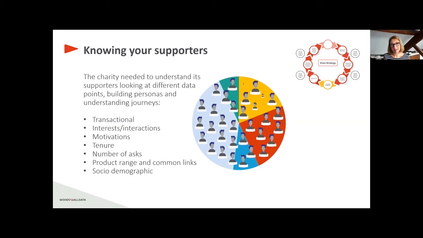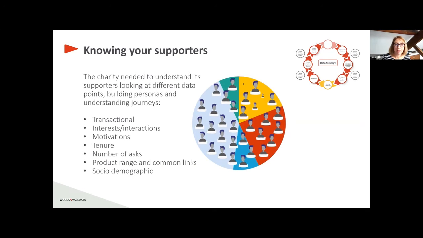And that's a really important thing as part of your data strategy, is to know that information, to understand who your supporters are and what they're doing on a transactional level, but also a little bit more if you can. So maybe starting to understand things that they're interested in, what motivates them to give to you as a charity, the number of asks they've had, what they've responded to, and maybe socio-demographic as well. Is there anything else there that you can append to your data or know about your data around what people look like and the different audiences within it?